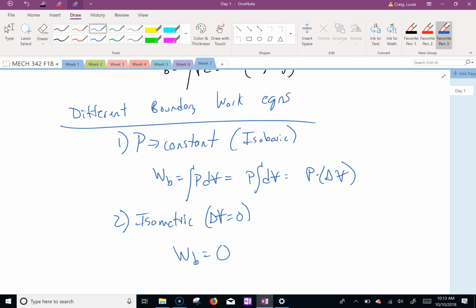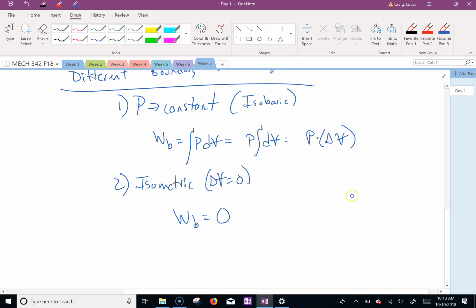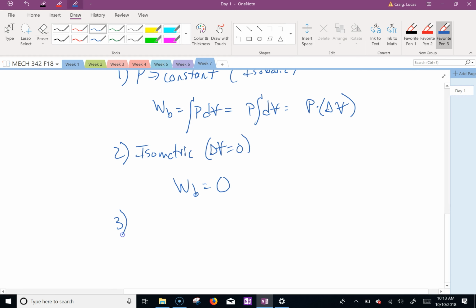There's no work, and it can be considered incompressible. Okay, that's where I was going with. The chain doesn't change, it doesn't compress or anything. Okay, so we have isobaric, isometric. You could do isothermal, but that one we'll get to later.